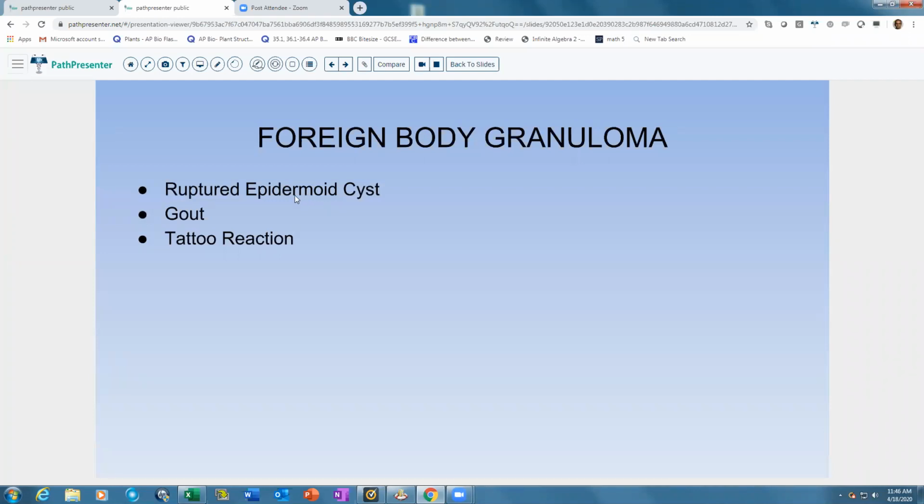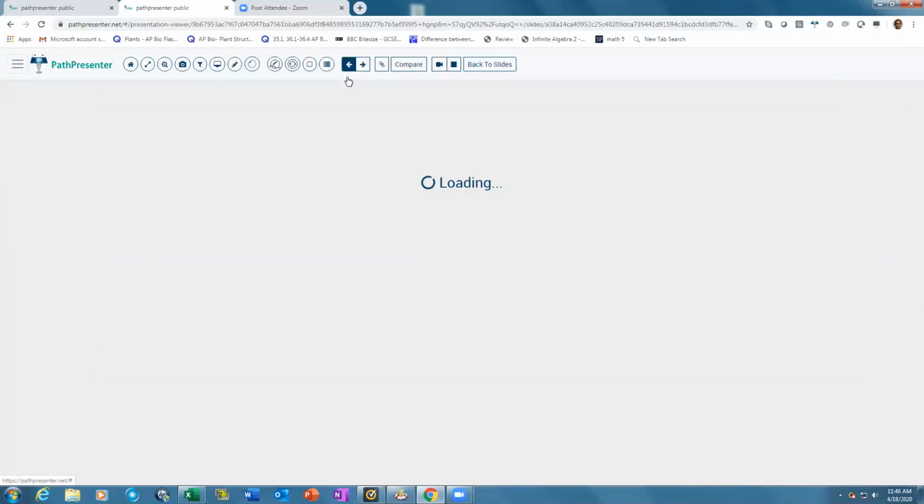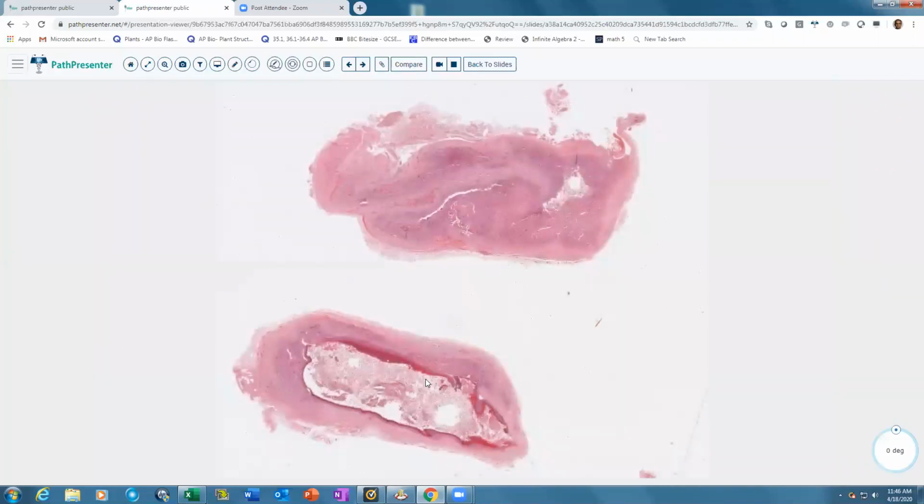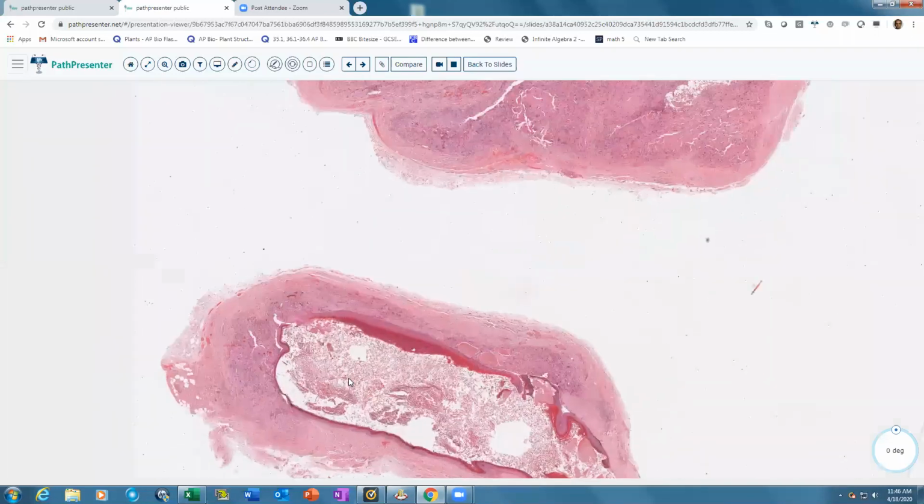Foreign body granulomas can also be seen in ruptured epidermoids, which is a very common thing that we will see in dermatopathology. And then we have to remember gout and sometimes a tattoo reaction. So with a ruptured cyst, the diagnosis is sometimes difficult because we don't see the cyst lining, but here you can see the cyst lining, so it's very easy.